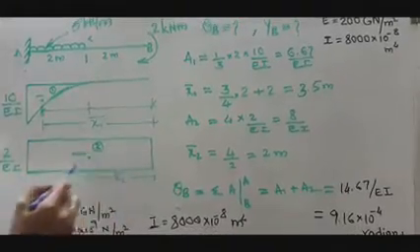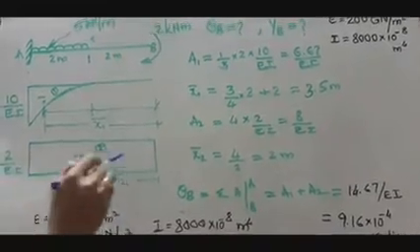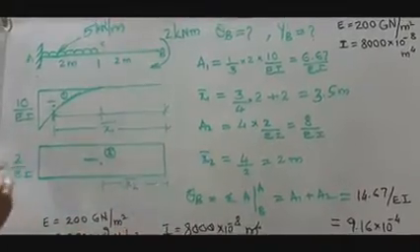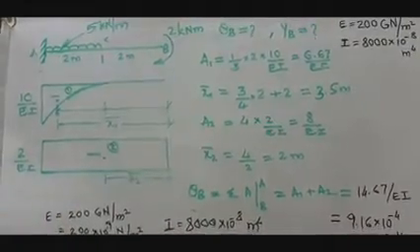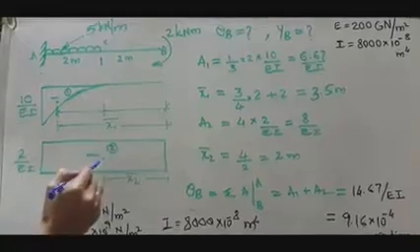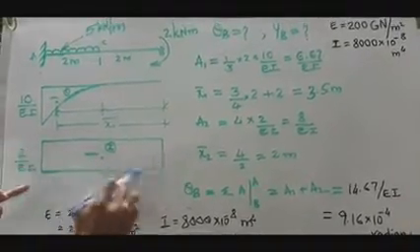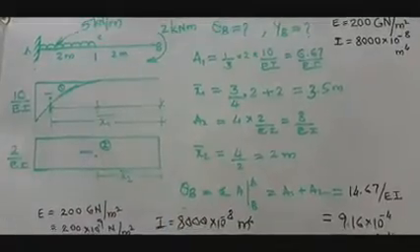Now this is a rectangle, so the area will be base into height. The base here is 4 meter, the height is 2 by EI, so the area will be 8 by EI. Then, as it is a rectangle, the CG lies at the center. The total is 4 meter, so 4 by 2 will be 2 meter.